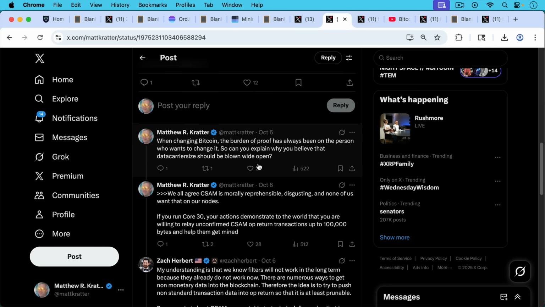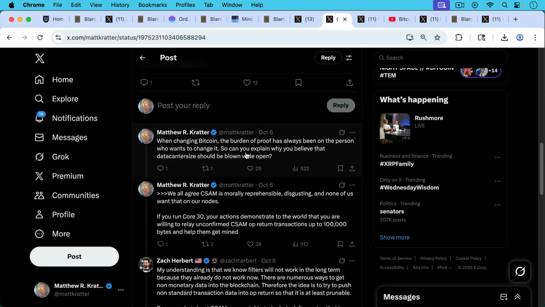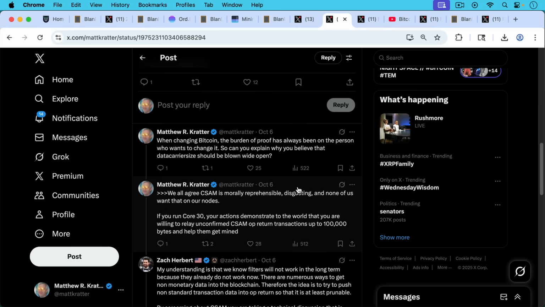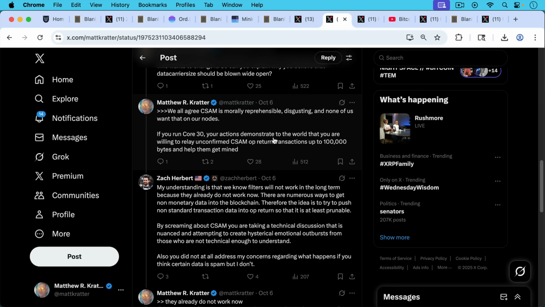I then respond to his CSAM point, in which he says that we all agree that CSAM is morally reprehensible. My response is, if you run Core 30, your actions demonstrate to the world that you don't think it's that morally reprehensible, because you're willing to relay unconfirmed CSAM OP_RETURN transactions up to 100,000 bytes and help them get mined. So you can say you find something morally reprehensible, but when you're relaying it across the network, your actions demonstrate otherwise.